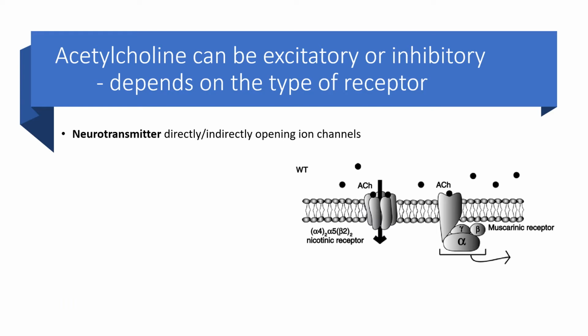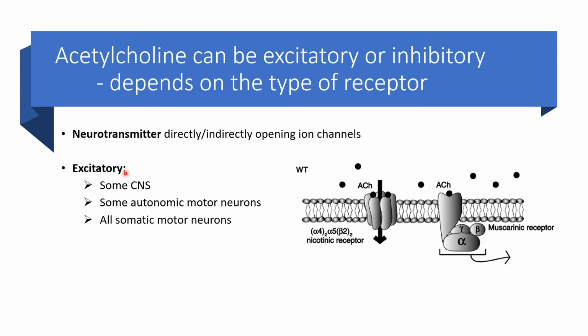Now, acetylcholine is a type of neurotransmitter that we're going to spend some time on, and it can be either excitatory or inhibitory, depending on the type of receptor and where that receptor is located. If it's excitatory, we're going to see some of this happening in the central nervous system and on some of our autonomic motor neurons, and it's going to be excitatory to all somatic motor neurons. And I'm going to show you a couple of charts of this so you'll see some figures to go with it. It can be inhibitory in some autonomic motor neurons. So autonomics can either be excitatory or inhibitory.